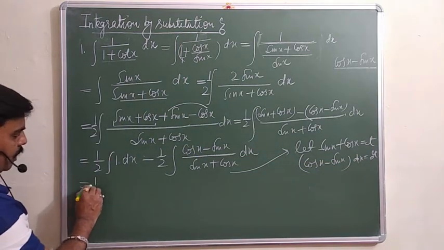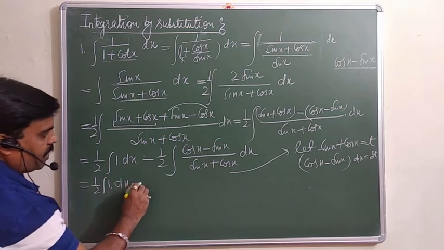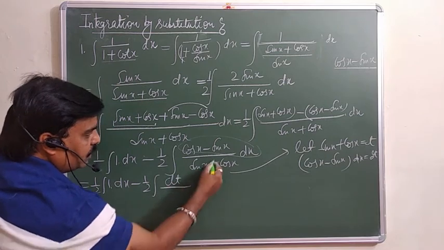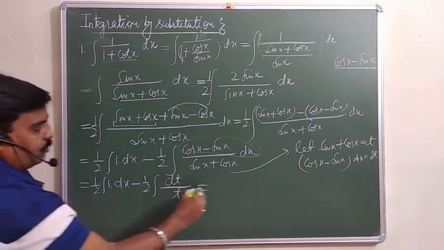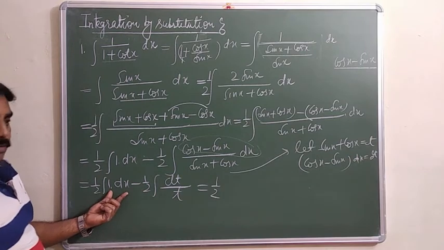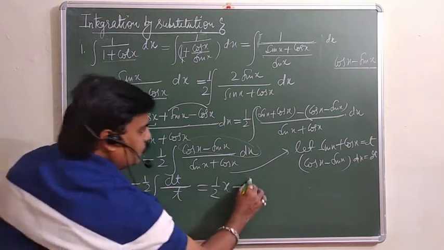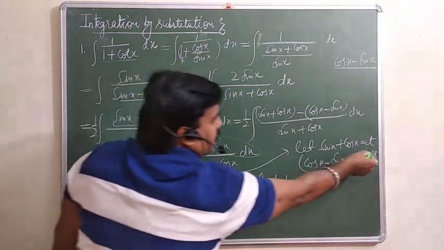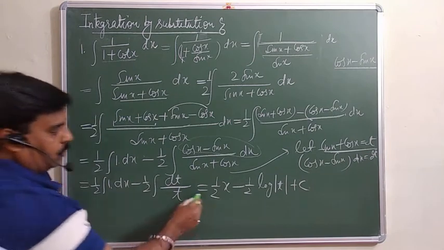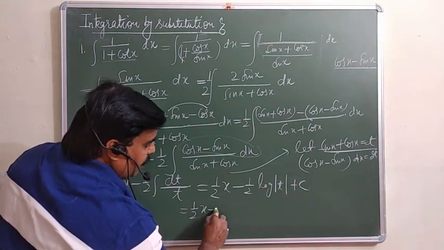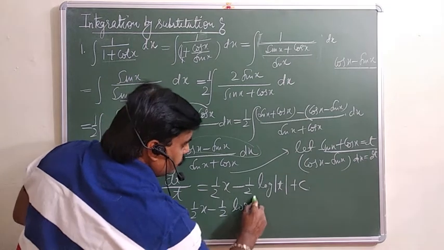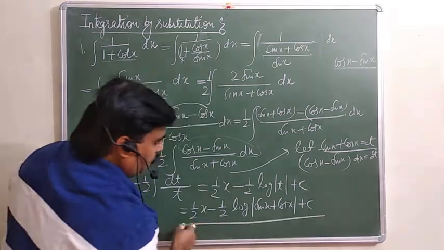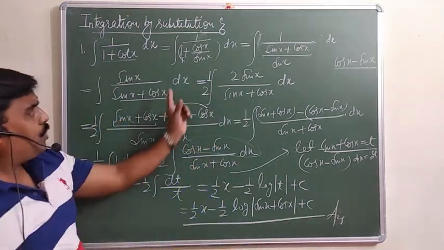So finally you will get 1 by 2 into 1 into dx minus 1 by 2, this is your dt over this is your t. You can do now 1 over 2, antiderivative of 1 is x, minus 1 by 2 log t plus c, but t is already sin x plus cos x. So this is 1 by 2 x minus 1 by 2 log sin x plus cos x plus c, and this is your answer. Here the important point is here only, simple.